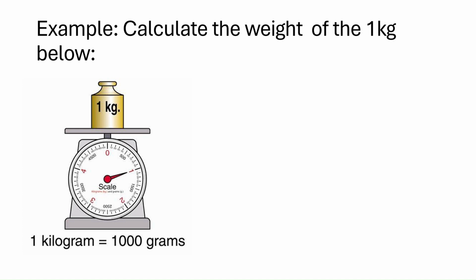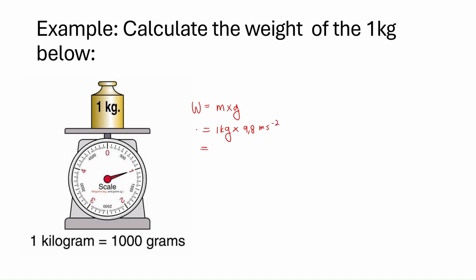So here we have an example. Calculate the weight of the 1 kilogram block below. So there, as you guys can see, it says calculate the weight of the 1 kilogram block. You would think that the weight is 1 kilogram. However, in this case, the weight of this 1 kilogram block would be mass multiplied by gravity. And what is the mass of this block? Well, the mass, as we know, is 1 kilogram. And we're going to multiply that by the gravitational constant, 9,8 meters per second squared.